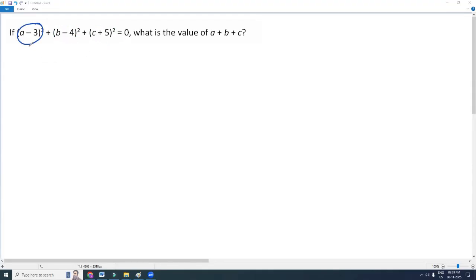Okay, if the first one is equal to 0, then what must be the value of A? Then A must be 3. Only then will 3 − 3 become 0. 0 squared is 0. So we get A = 3.